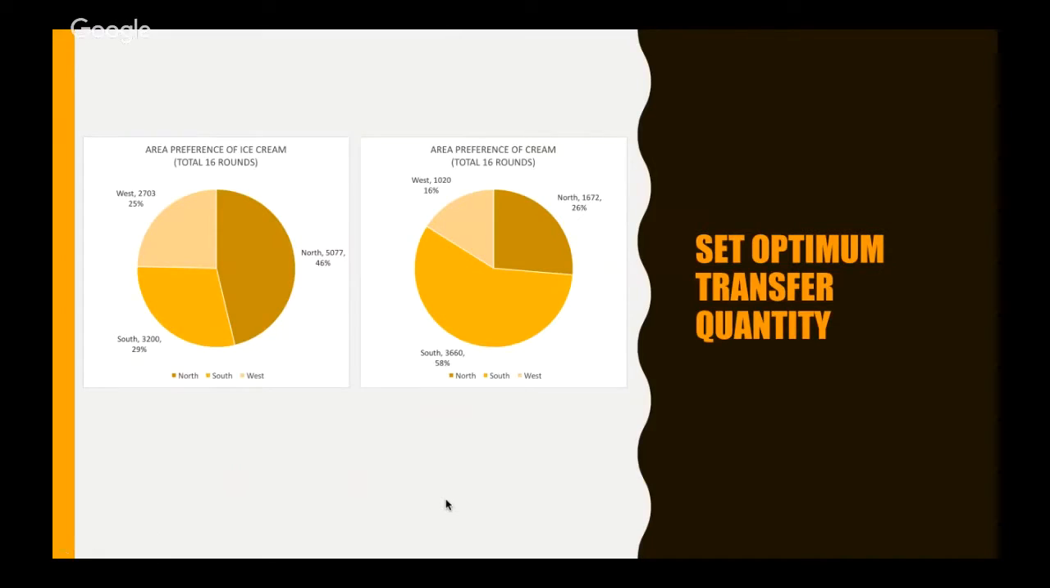Considering the proper quantity that needs to be shipped to the 3 regional warehouses, the customer preference in 3 areas is a key item to set the optimum transfer quantity. Those pie charts over here illustrate the different demand for one item in 3 areas. Take the preference of ice cream as an example.